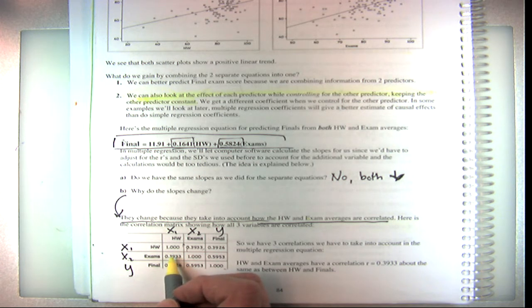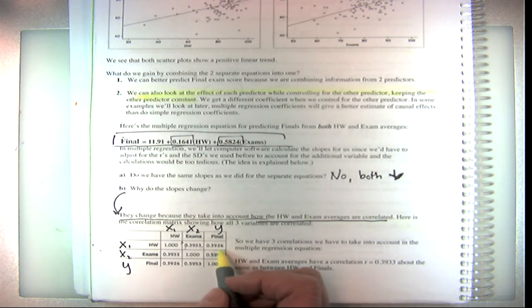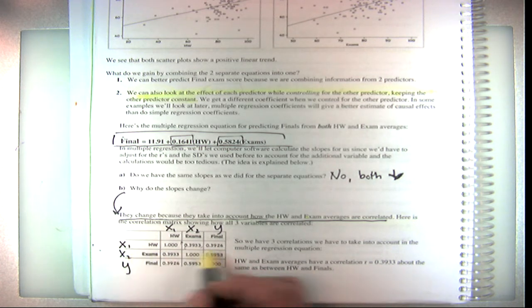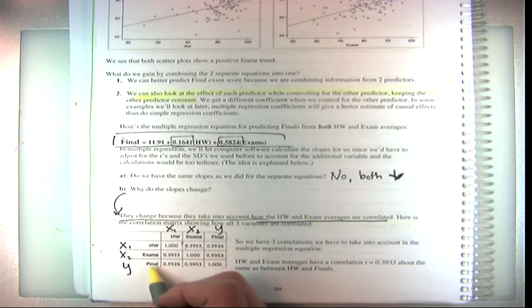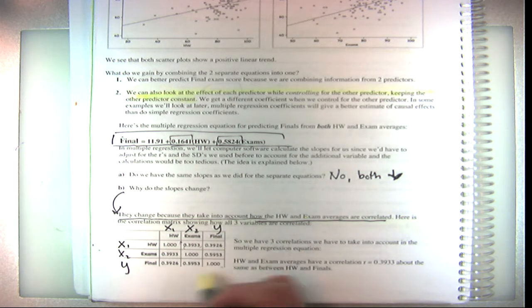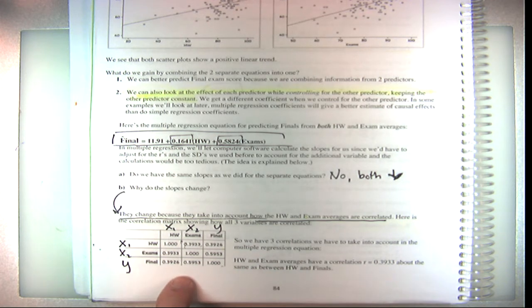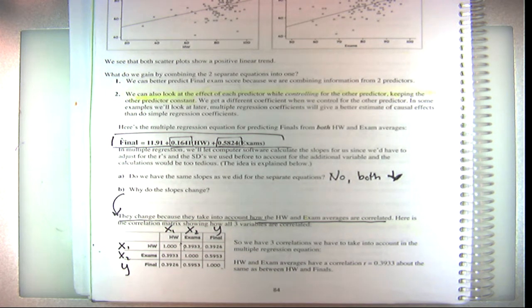Does everybody understand that? And like this one, if you wanted to read that, this would be the correlation between homework and final. And here you could say between final and homework. So they'll be the same. Okay? Do you understand the correlation matrix? How to read it? All right.